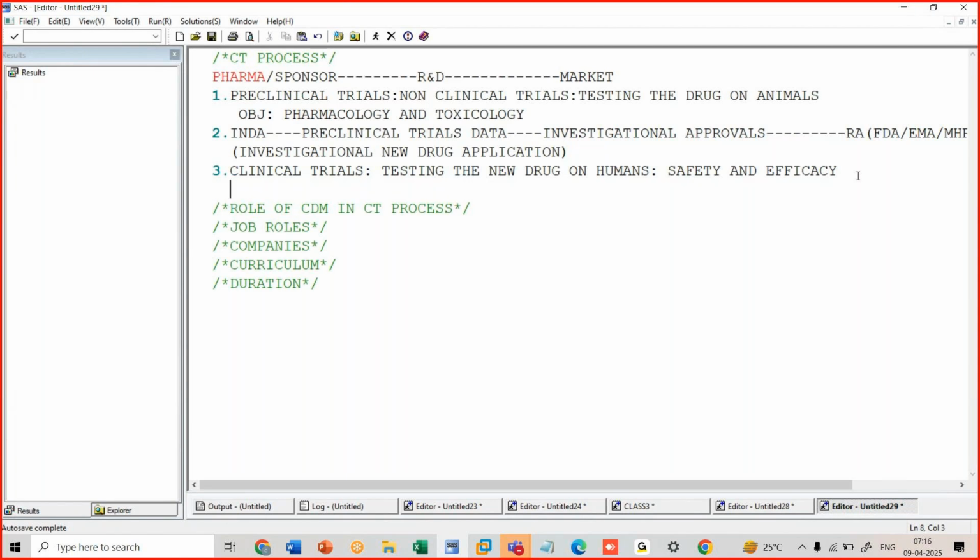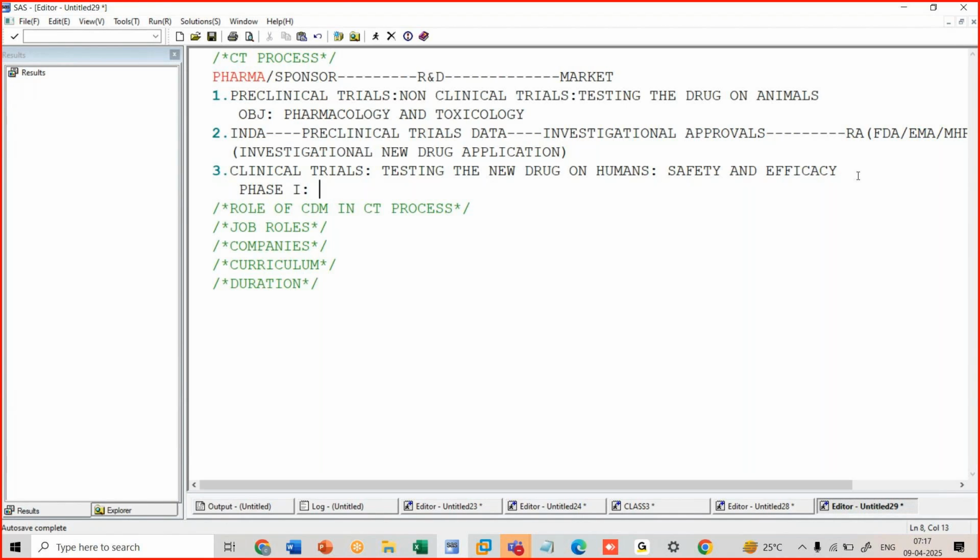Okay, a clinical trial is nothing but testing the drug on human beings with the main objective of safety as well as efficacy of the new drug. Safety and efficacy of the new drug. So this will be done in 3 phases. Actually, we have 5 phases, but I'm not explaining phase 0 right now. We have phase 0 also, but I'm starting with phase 1. Phase 1, in detail process, we are going to discuss later.